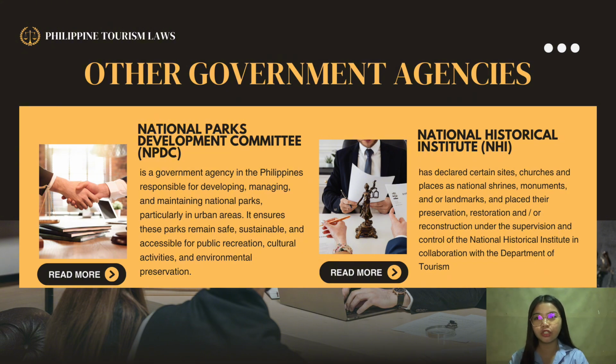It is under Presidential Decree number 260, dated August 1, 1973. It has declared certain sites, churches, and places as national shrines, monuments, and landmarks, and placed their preservation, restoration, or reconstruction under the supervision and control of the National Historical Institute in collaboration with the development of tourism. Hence, the National Historical Institute was given the right to declare historical and cultural sites and edifices as national shrines, monuments, and landmarks. All monetary contributions and donations to the archives of the National Historical Institute are tax-exempt and deductible from the taxable income of the donor.